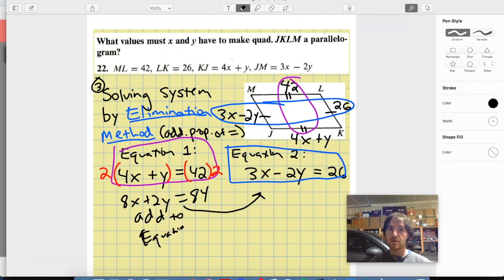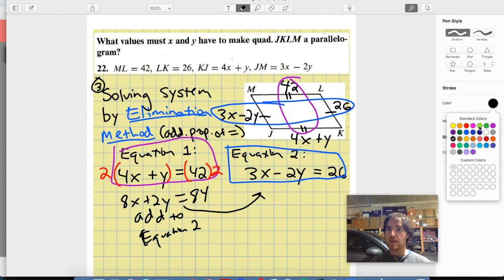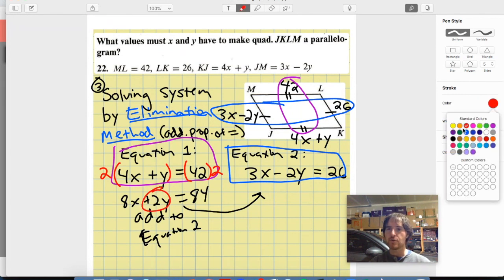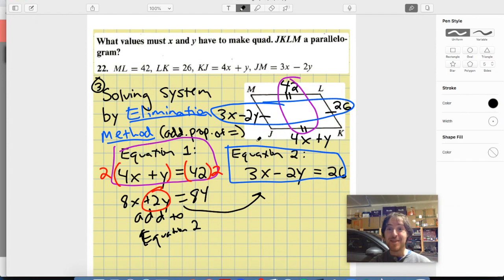So we sort of rewrote equation 1 in a way that we had this. It's really all about this here. The key thing was getting the plus 2y right here, because we're going to add it to the other equation now, and it's going to eliminate the amount of y's we have. We had negative 2y originally, we're adding 2 more y to it, that's going to bring it to 0. So check it out here. I got 8x plus 2y, and that equals 84.